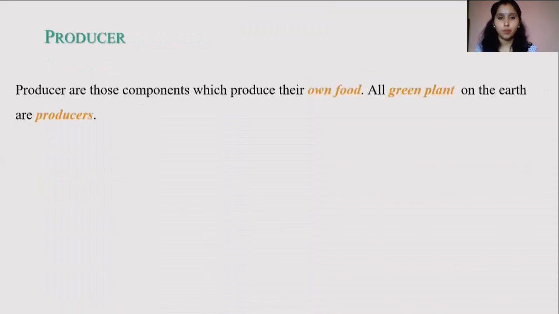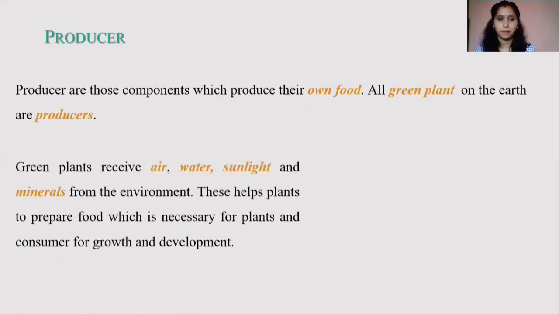Producers are those components which produce their own food. All green plants on the earth are producers. That means they produce their own food by themselves. Yes, that process we already know, photosynthesis. By the process of photosynthesis, green plants prepare their own food. So they are known as producers.